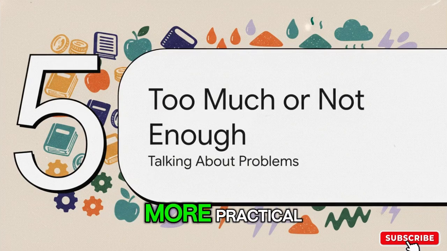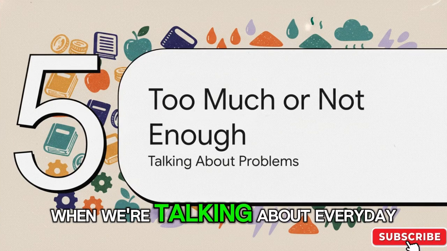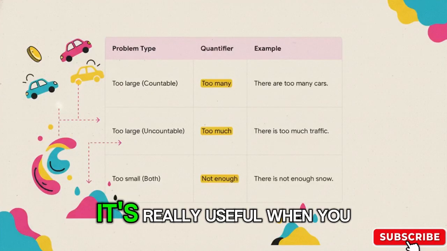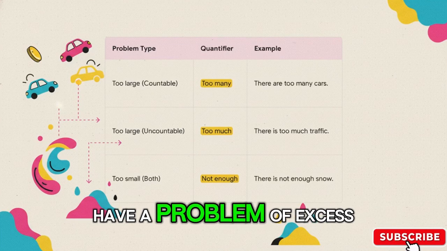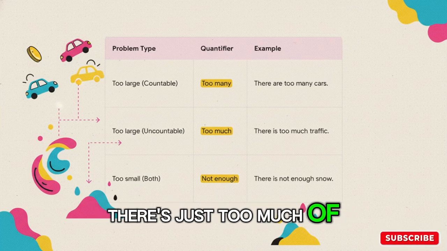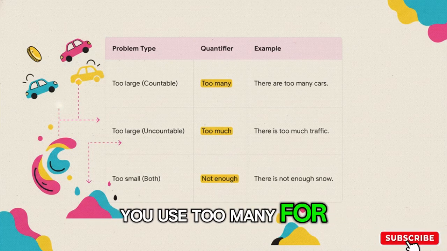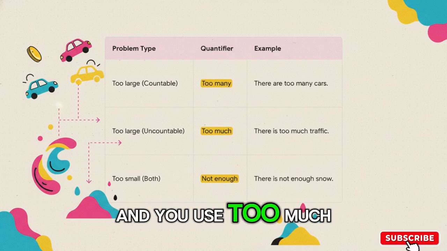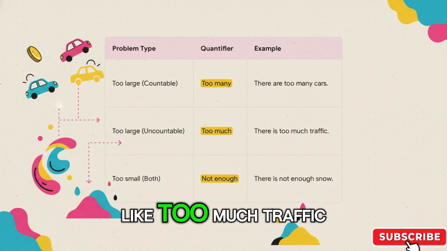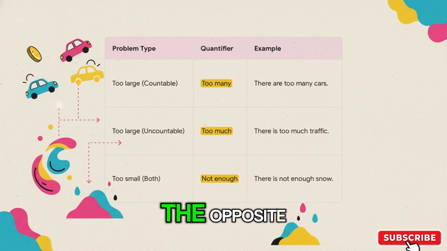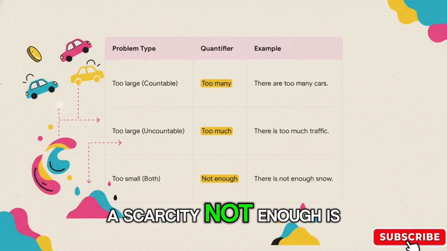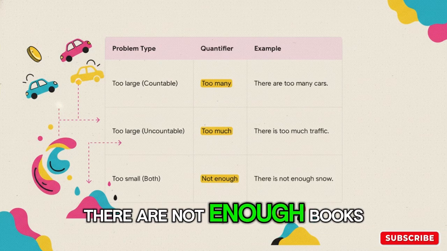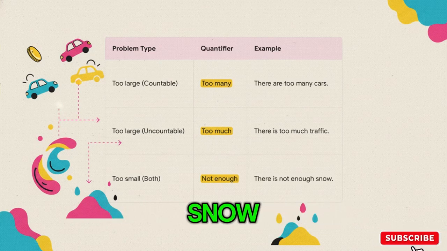So let's make this even more practical. How do we use these words when we're talking about everyday situations, especially when a quantity becomes a problem? It's really useful. When you have a problem of excess, there's just too much of something, you use too many for countable things, like too many cars on the road, and you use too much for uncountable things, like too much traffic. Now, when the problem is the opposite, a scarcity, not enough is your go-to. And it's super flexible. It works for both. There are not enough books, and there is not enough snow.